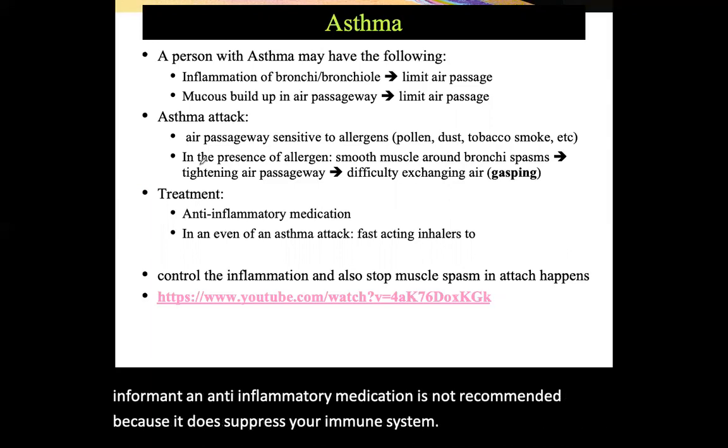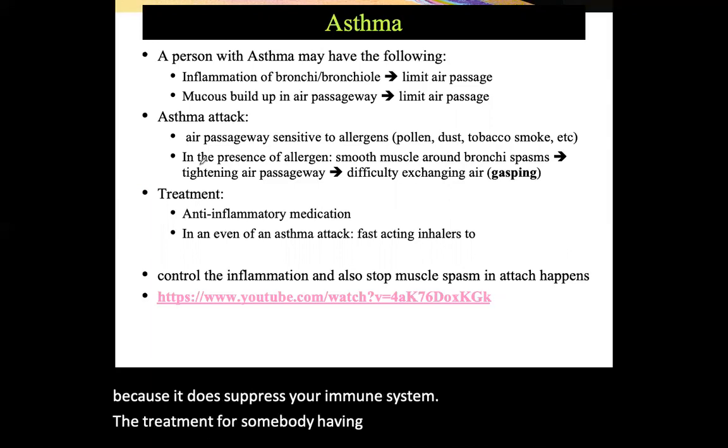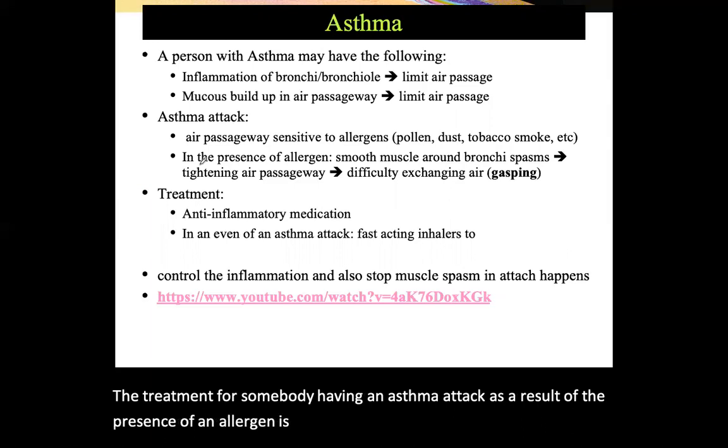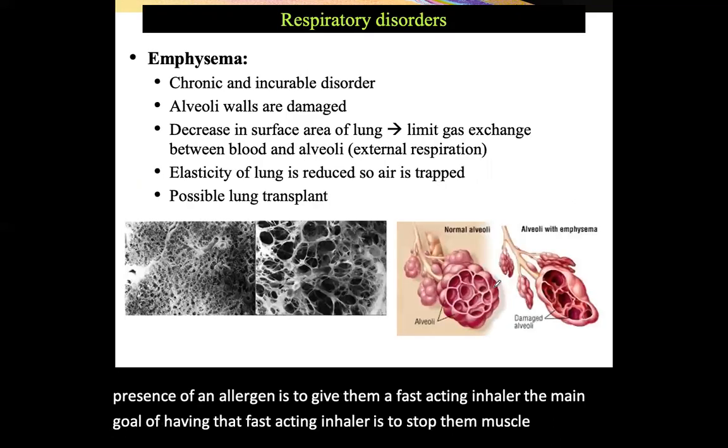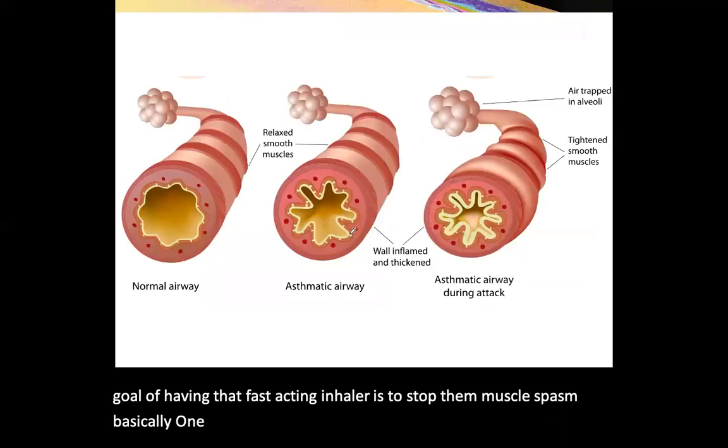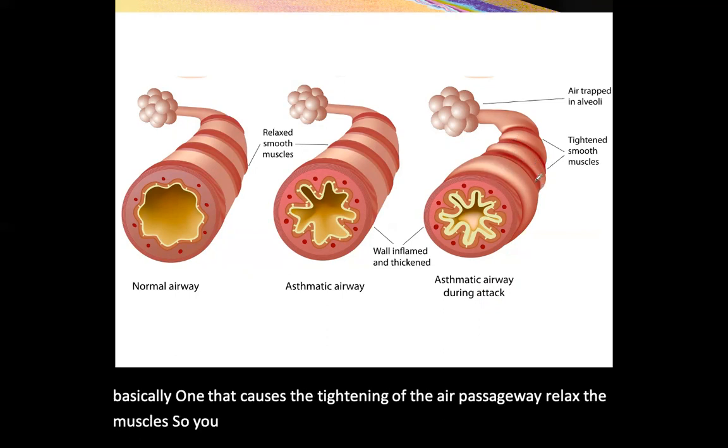The treatment for somebody having an asthma attack as a result of the presence of an allergen is to give them a fast-acting inhaler. The main goal of having that fast-acting inhaler is to stop the muscle spasm, the one that causes the tightening of the air passageway, and relax the muscle so you go from a very tight air passageway to a relatively open air passageway.